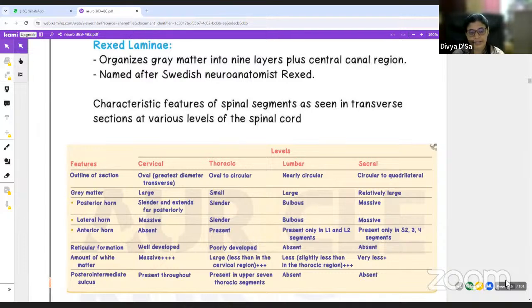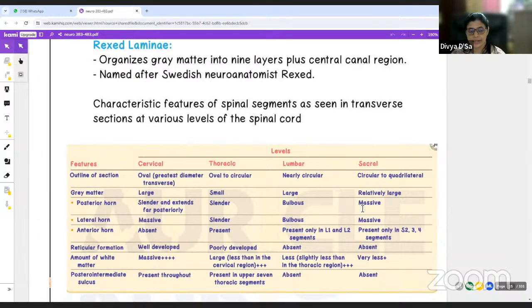The gray matter in the cervical is large, thoracic is small, and lumbar is large. The sacral also is relatively large. The posterior horn will be slender in the cervical and extends posteriorly. In thoracic also, it is slender. In the lumbar region, the posterior horn becomes bulbous, as well as in the sacral, where it looks very massive.